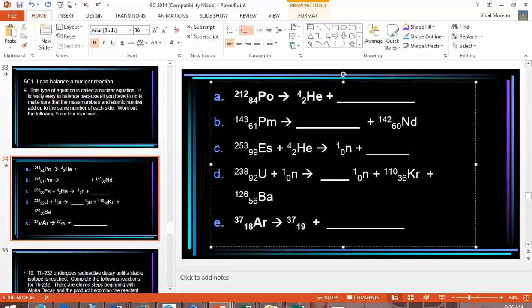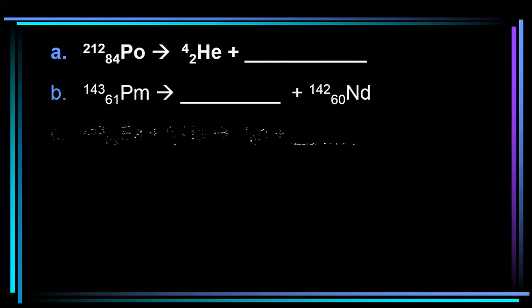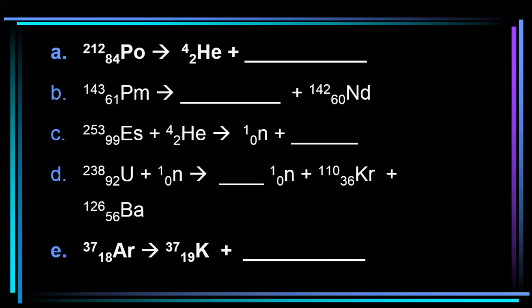No, it's K. I'm sorry. It is K. Number 19 is K. That was right, so change it to K. Ready? 37 equals 37 plus what? 0. Very good.